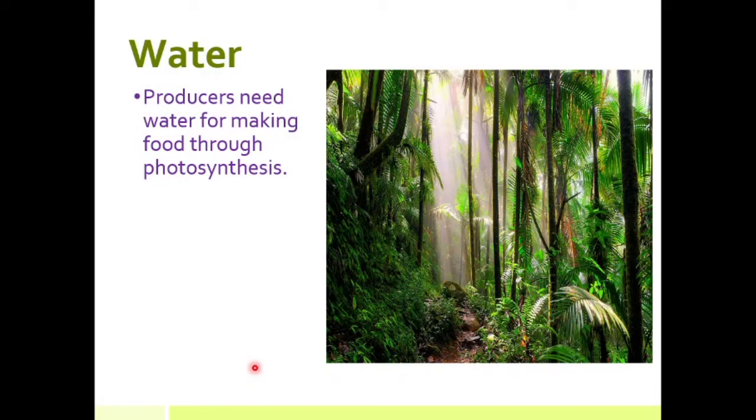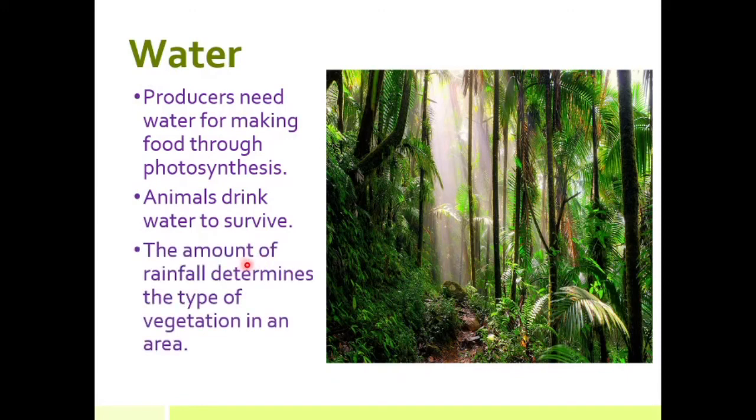Water is essential for plants because it is also a raw material for making their own food. Producers such as plants need water for making food through the process of photosynthesis. Animals, on the other hand, drink water to survive. Now, the amount of rainfall determines the type of vegetation in an area.